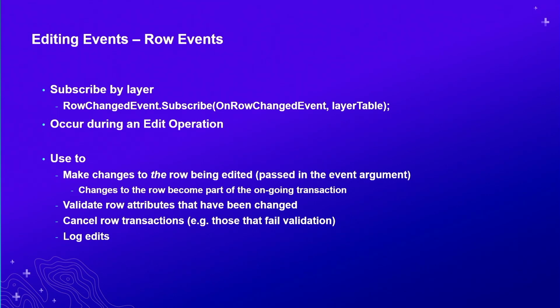Changes to the row become part of the ongoing transaction. That's important because, as I mentioned before, it happens during the edit operation. So anything you do here is going to be part of that existing edit operation. It's going to be undone if you actually undo it on the undo stack. So that's important to realise.